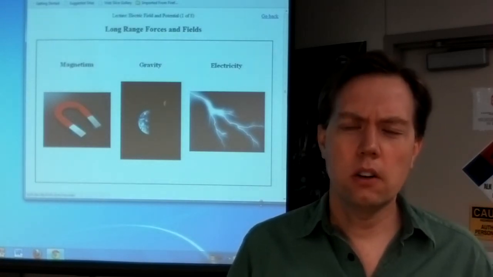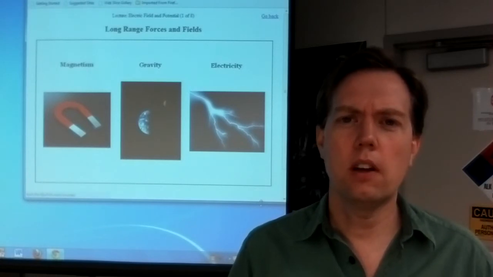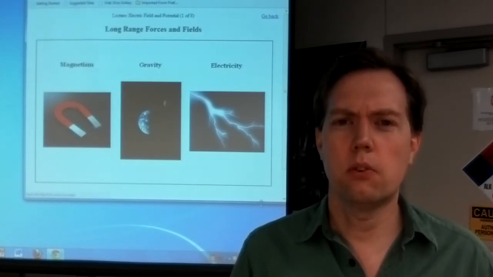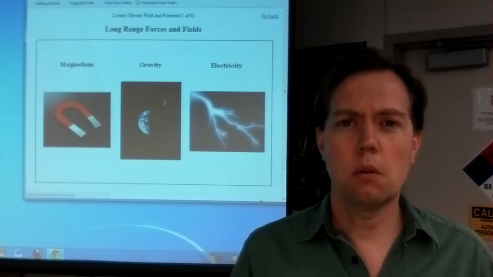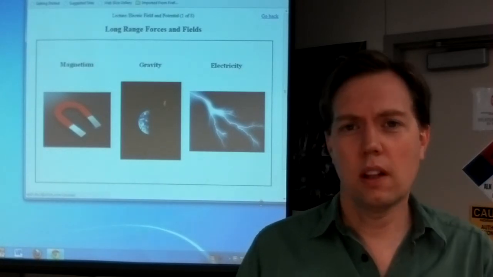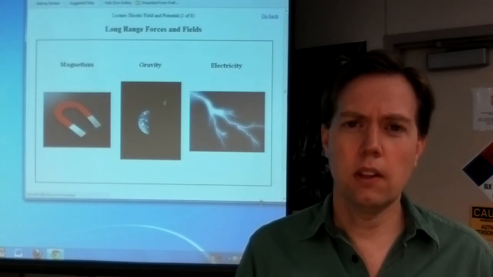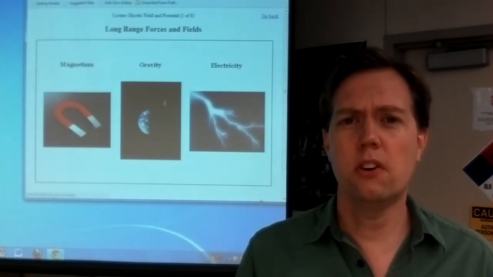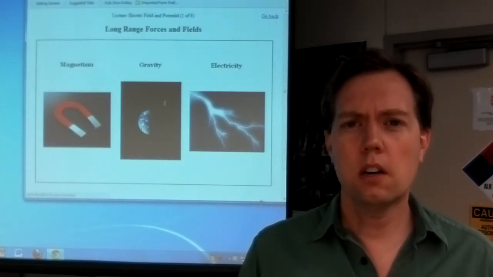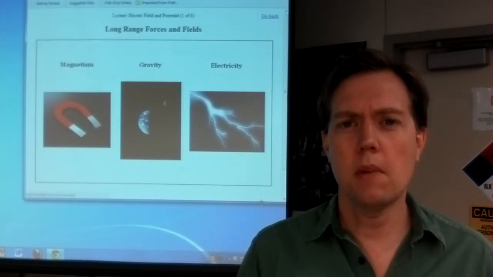An example to the contrary is gravity. So gravity and weight are both examples of forces that do not require immediate contact, and those would be classified as long range. So the electric force is an example of that nature. There's also a third example that we'll touch on this term a little bit, and that's magnetism.